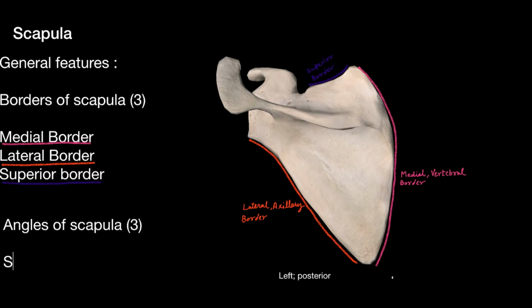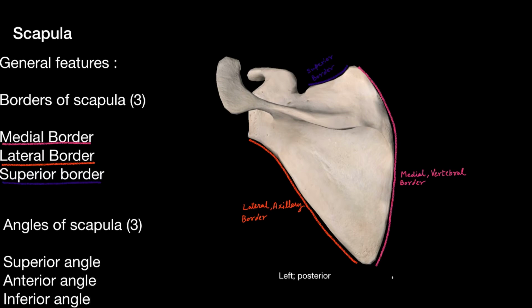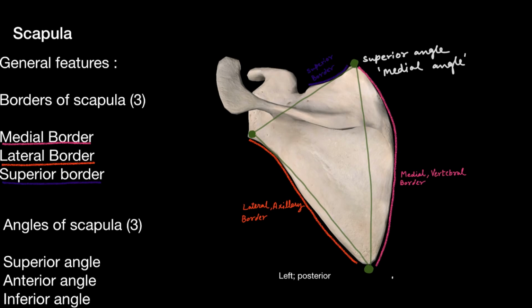There are three angles in scapula. One is superior angle, lateral angle, and inferior angle. Drawing three dots at the three angles of the scapula and joining them together gives us a triangle. Superior border and medial border join together and form the angle. It is called superior angle or medial angle. Superior angle is thin, smooth, and round. On the other hand, inferior angle is thick and rough.